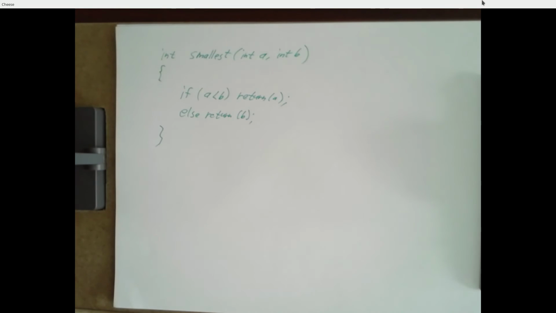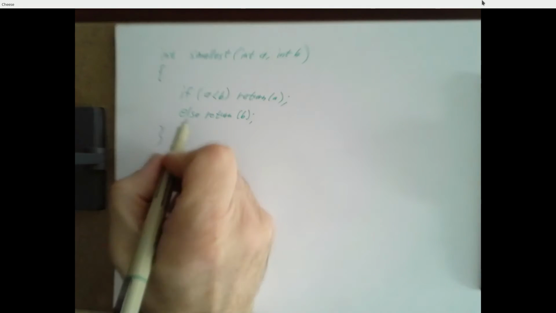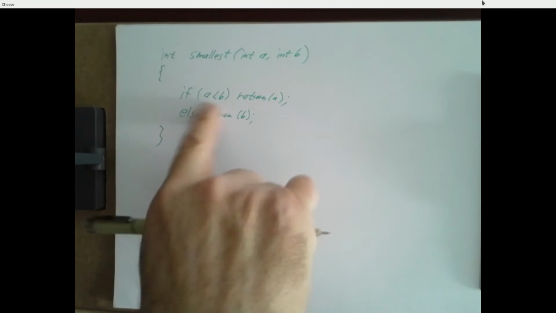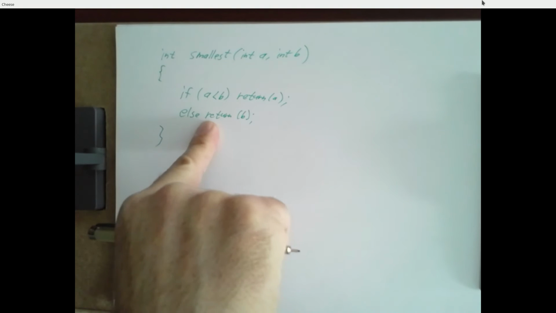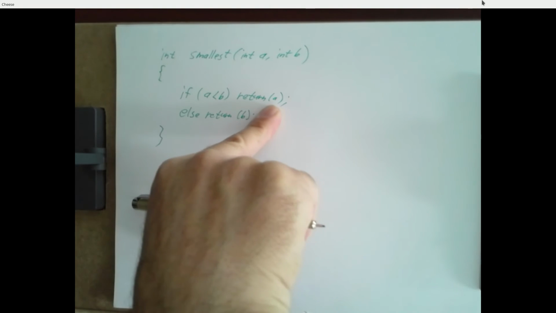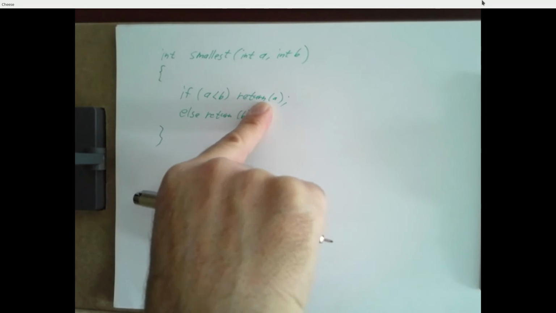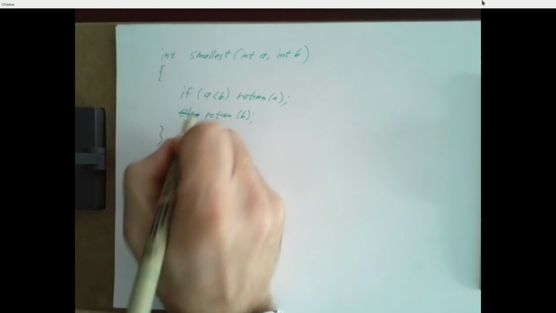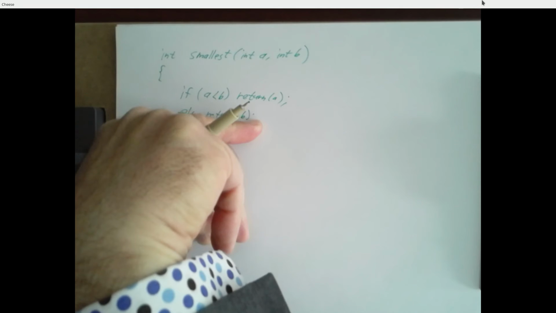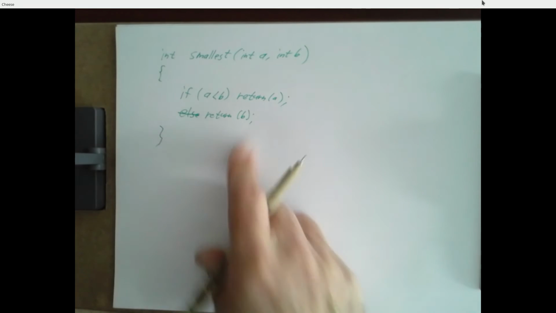So that works perfectly fine. The else is actually not necessary, because if A is less than B, you're not going to get to this next statement. You're going to return from your function. So if A is less than B, you're going to return A. So I could really just say return B. Doesn't hurt to have the else.